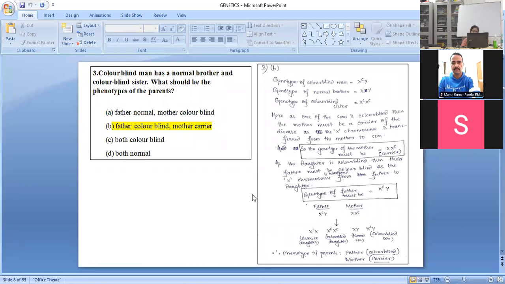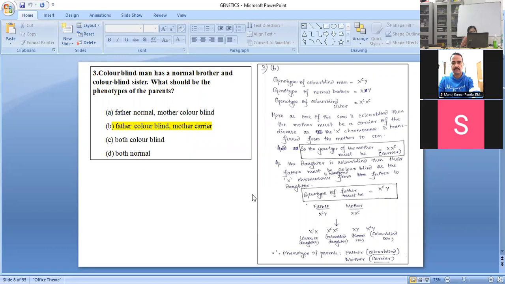Now again, a question on color blindness. A colorblind man has a normal brother and a colorblind sister. What should be the phenotype of the parents? So here we have the genotypes of the progenies. We can start with the genotype of the colorblind man. That means the X should have the colorblind gene. The genotype of the normal brother should be X and Y. The genotype of the colorblind sister, as we can see, has to be double recessive. If it is a colorblind female, it has to be double recessive. So we have all the three genotypes.